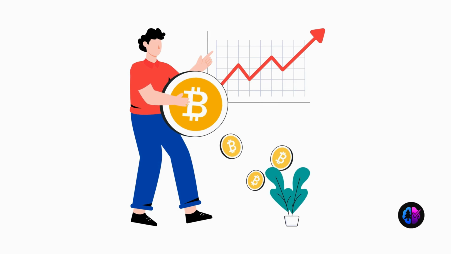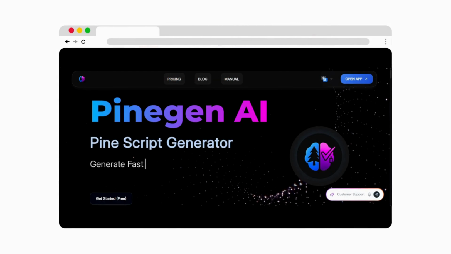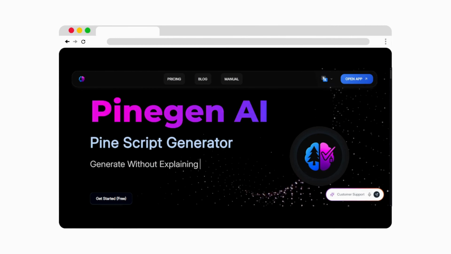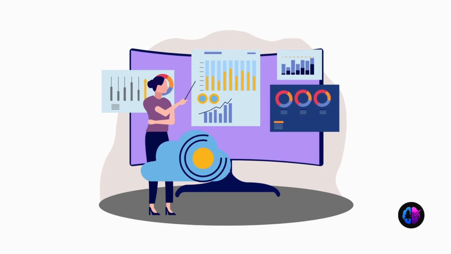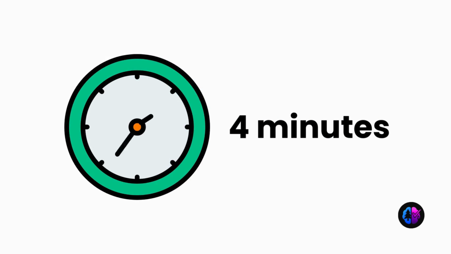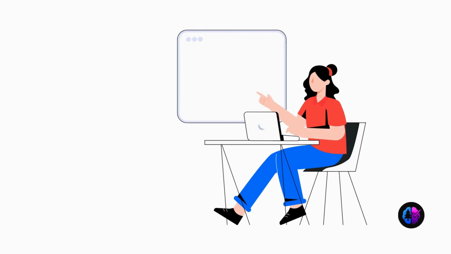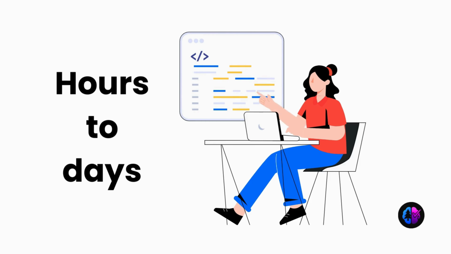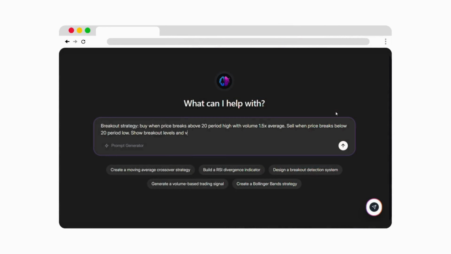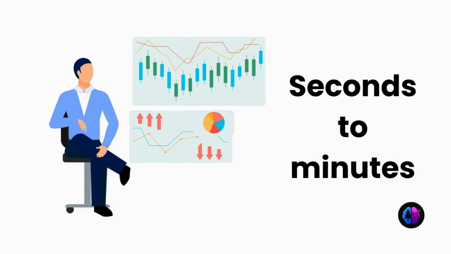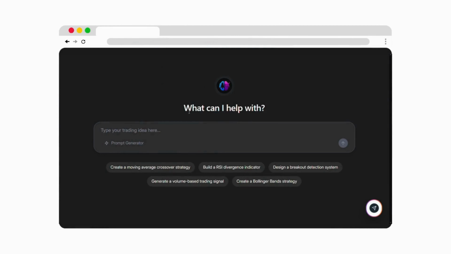And that's how you build trading strategies in seconds with Pinegen AI. We've created 8 different professional strategies in under 4 minutes total. Traditional development, hours to days. Pinegen AI with prompt generator, seconds to minutes. The structured builder interface makes strategy creation even faster and more precise.